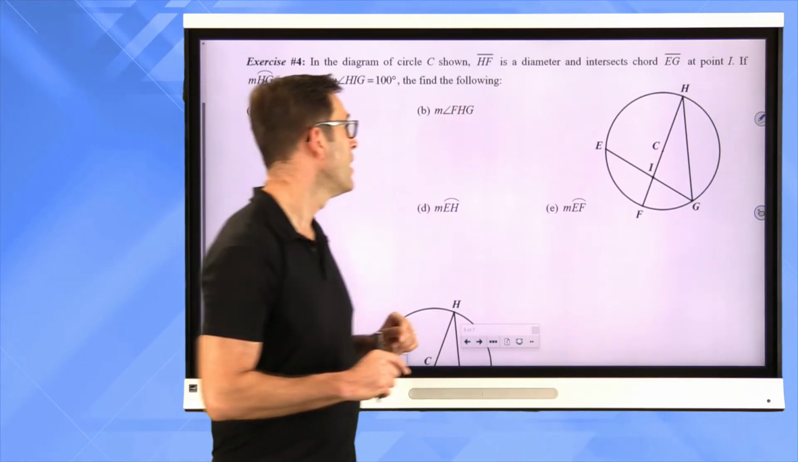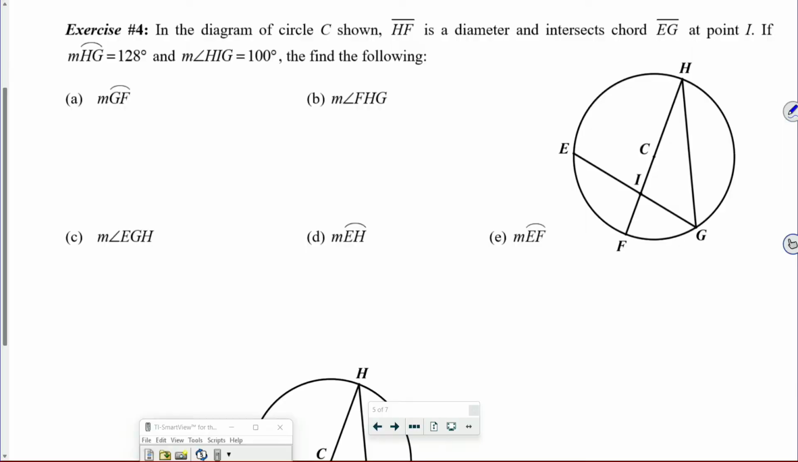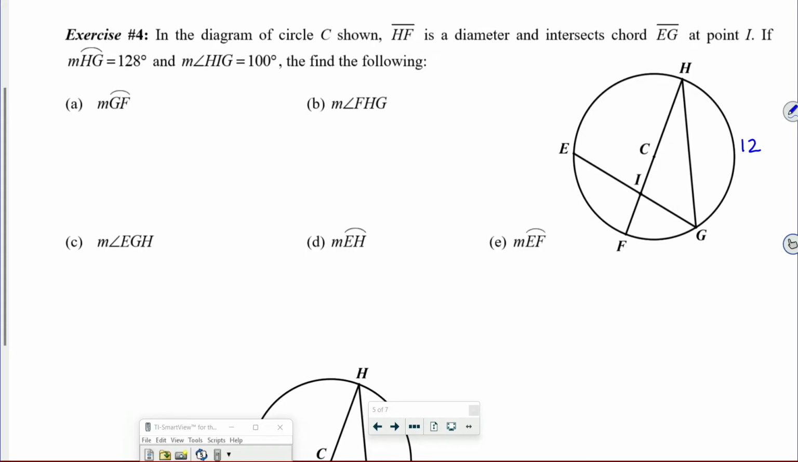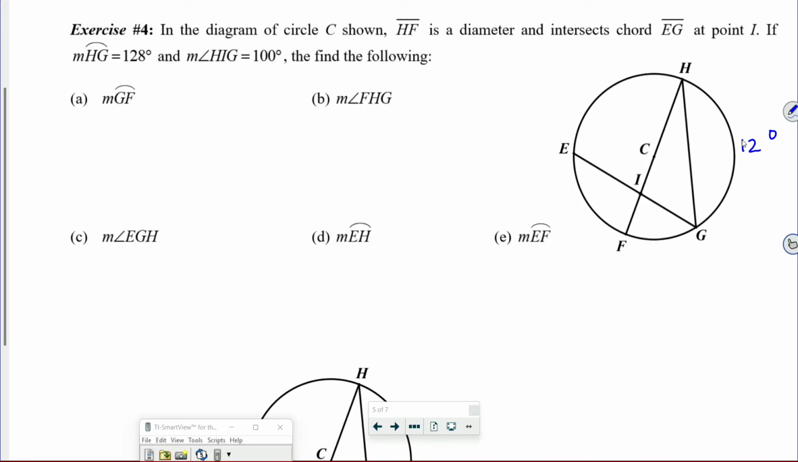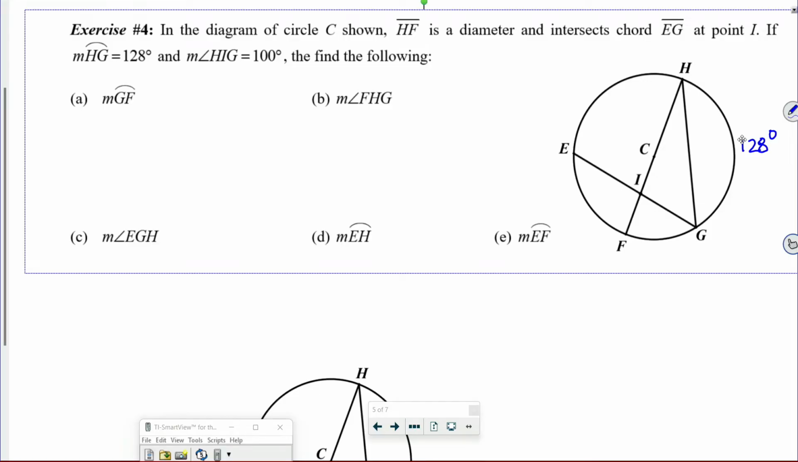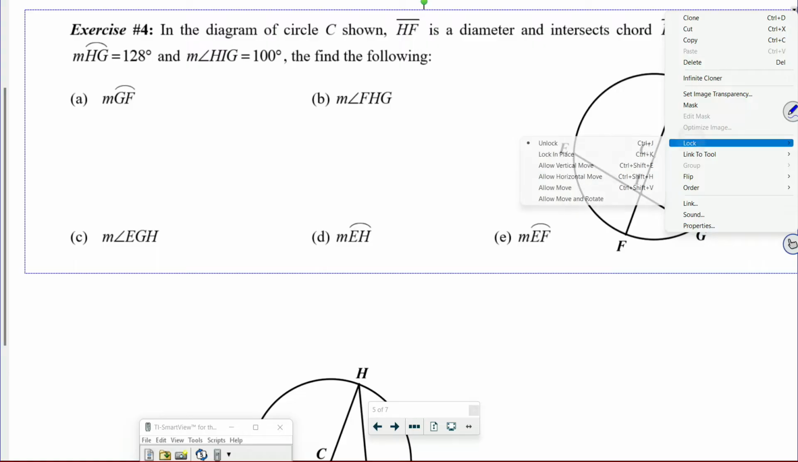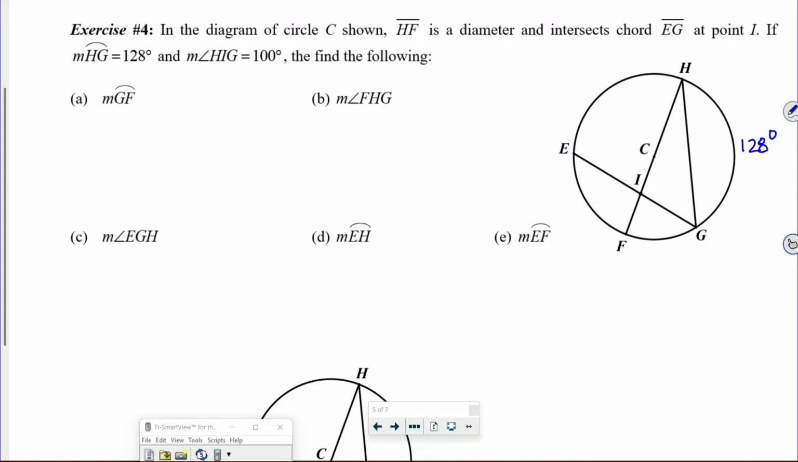All right, well, before we do any of these things, let's get some things down, right? The measure of arc HG is 128 degrees, so I'm going to put that right here. Let me just lock this down real quick so it doesn't move on me. There we go. So HG is 128. HIG, which is this angle in here, is 100 degrees.